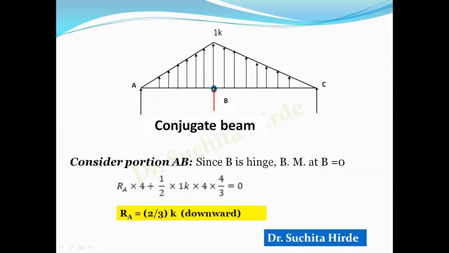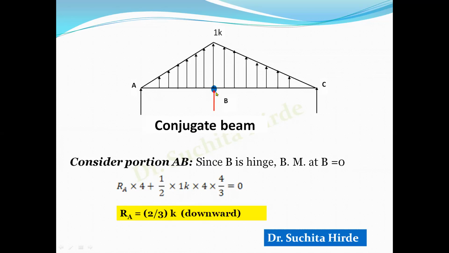So taking moment about B equal to 0, RA into this distance, which is 4 meter, and moment due to this triangle is half into 1K into 4. This is the load, load means area of this triangle, and then the distance between this CG and the point where we are taking the moment, which is 1/3 of 4, is equal to 0. If you calculate this, you will get a negative value, which is 2/3K. So negative, therefore, the reaction at A is downward.